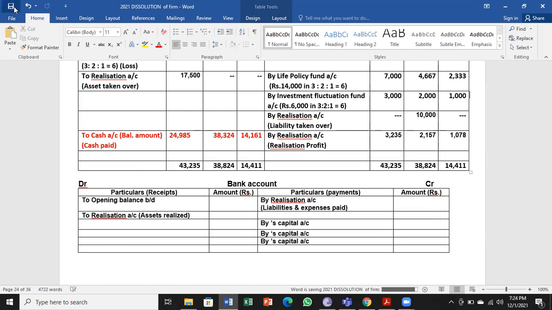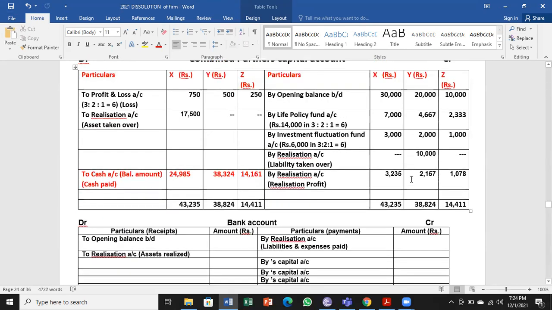Sir, now the balance amount is going to cash account. How, sir? Because they have asked for bank account. Yes, the meaning is, okay, we can make it as bank account because we are preparing a bank account. We can prepare it as bank, but it is cash paid. So we will prepare a bank account now.